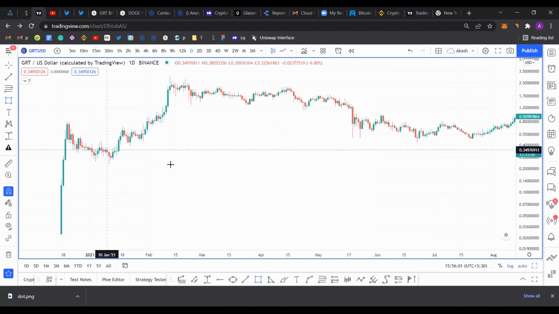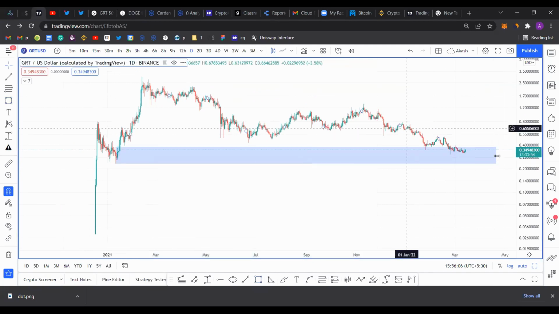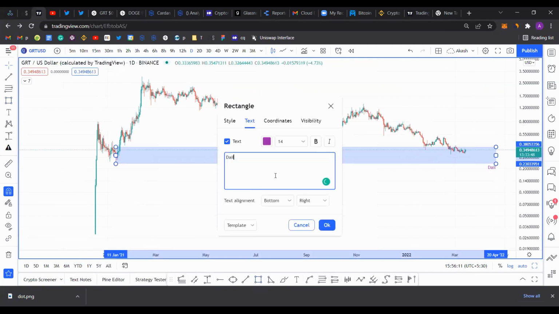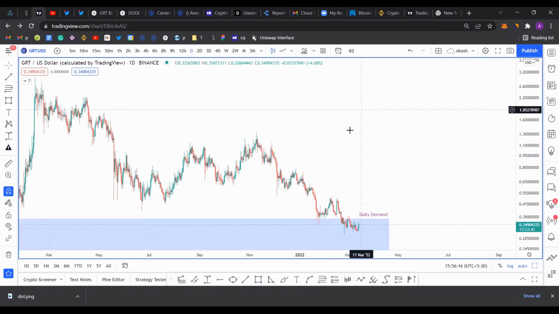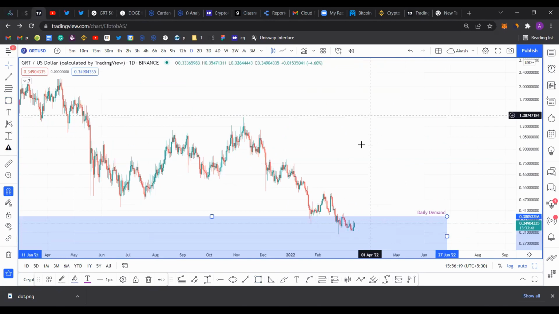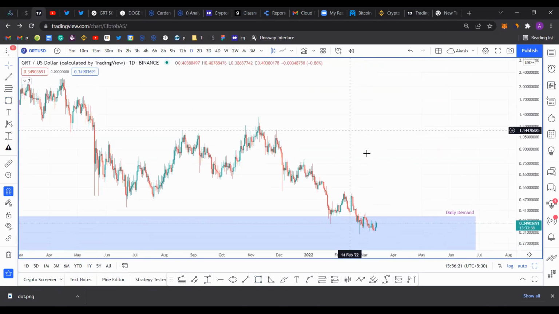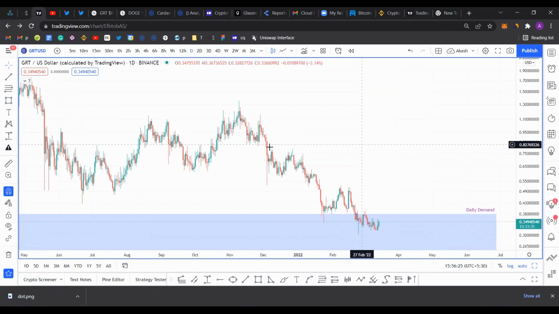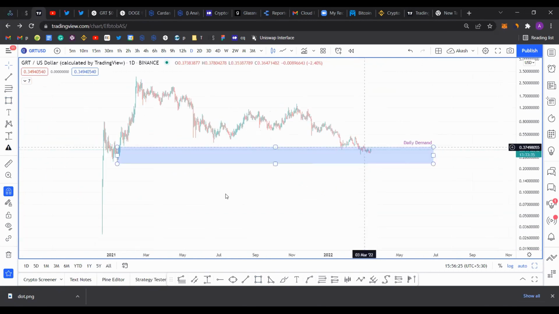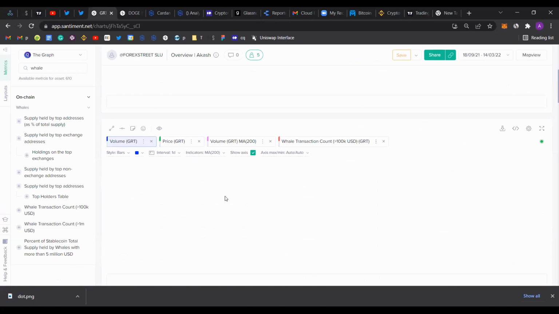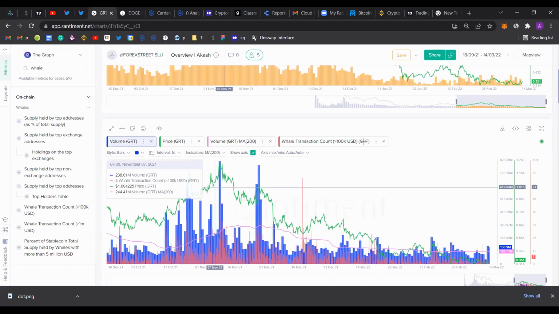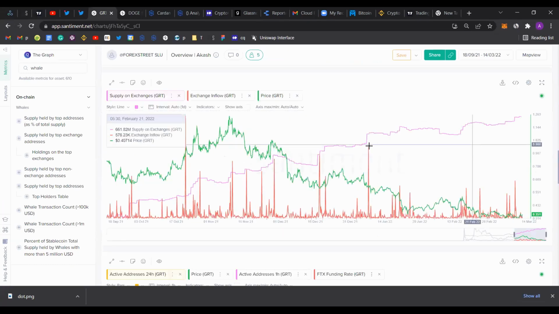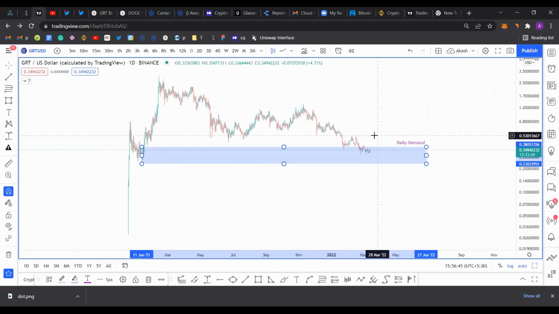So as you can see, currently the price is hovering inside this daily demand zone. Yeah, and I'm not overly enthusiastic about this coin because I can literally see it breaching this demand zone if this supply on exchanges continues to increase. I'm not going to do anything unless we get a nice pump and the price comes above this demand zone.